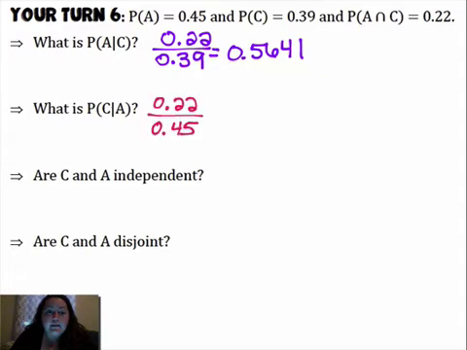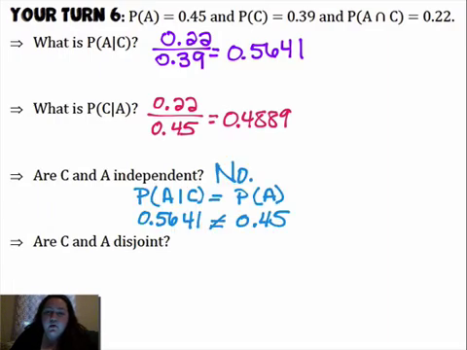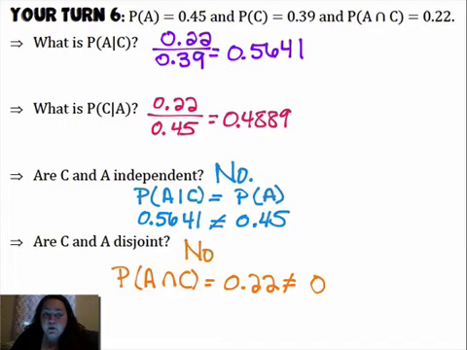The probability of C given A, well, the probability of C and A is 0.22, divided by the probability of A, 0.45, which gives me 0.4889. Are C and A independent? No. The probability of A given C does not equal the probability of A. So 0.5641 does not equal 0.45. Are they disjoint? No. The probability of A and C is not 0. Okay, so disjoint, remember, is there's nothing overlapping.